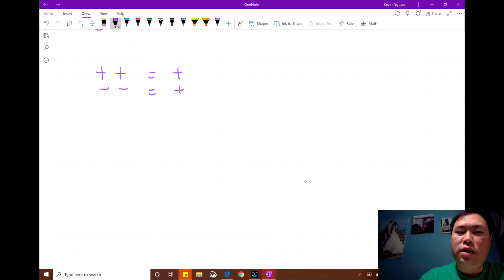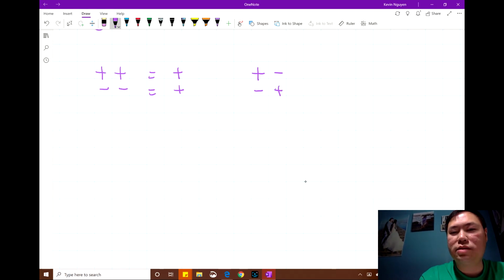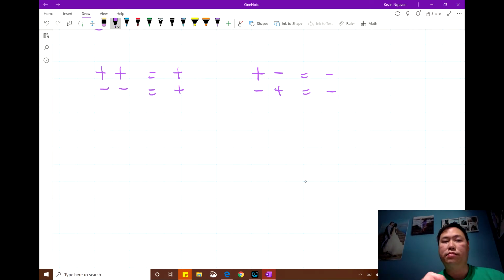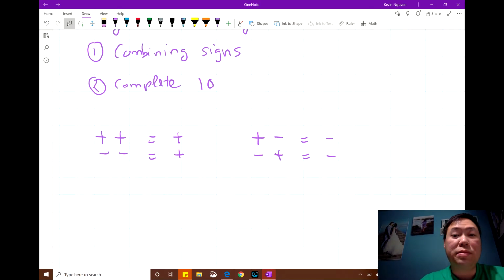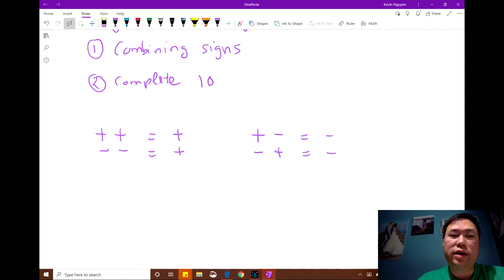On the other hand, if you have a plus sign multiply or combine with a negative sign, or a negative sign multiply or combine with a positive sign, you're going to get negative. So if two signs are the same, both positive or both negative, you're going to get positive. If two signs are different, one positive, one negative, doesn't matter which order, you're going to get negative. So that's the first thing I use. Secondly would be complete 10. I'll explain that second strategy as we go into these problems together.